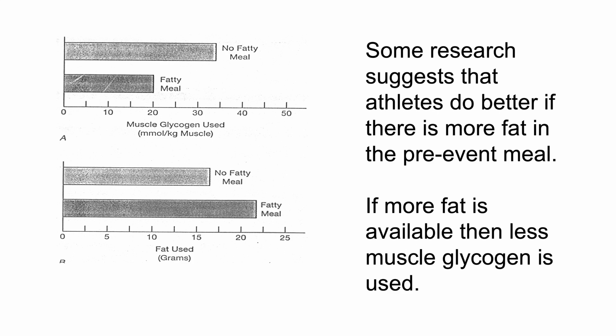It says some research suggests that athletes do better if there's more fat in the pre-event meal. It says if more fat is available, then less muscle glycogen is used. You can see the top graph says no fatty meal versus fatty meal, and that's muscle glycogen used. Those who had a fatty meal used way less glycogen than those who had no fatty meal. And in the bottom one, those who had a fatty meal used more fat than those who had no fatty meal.